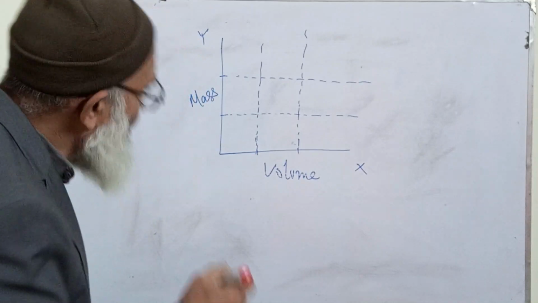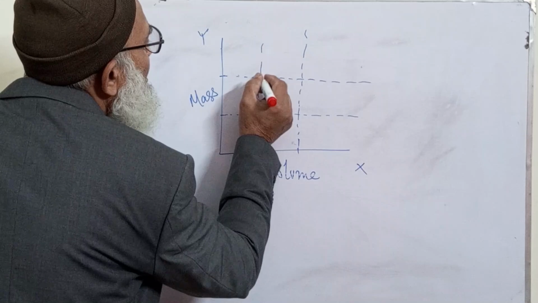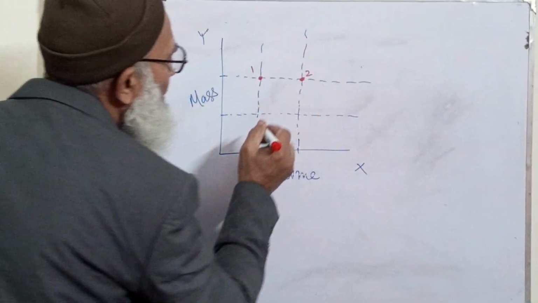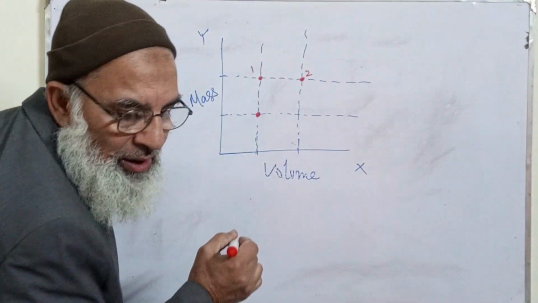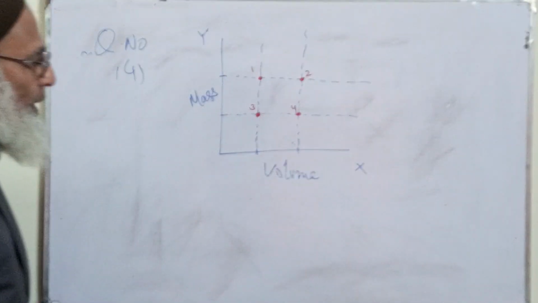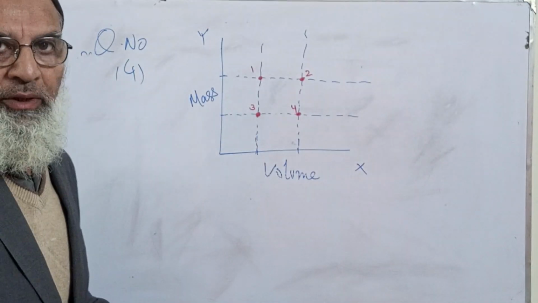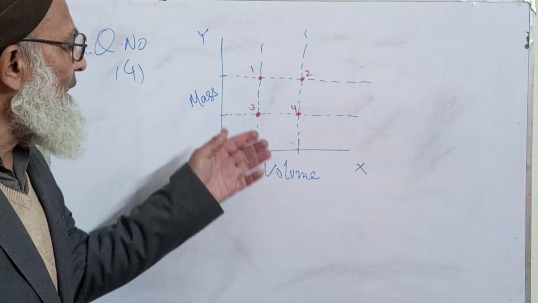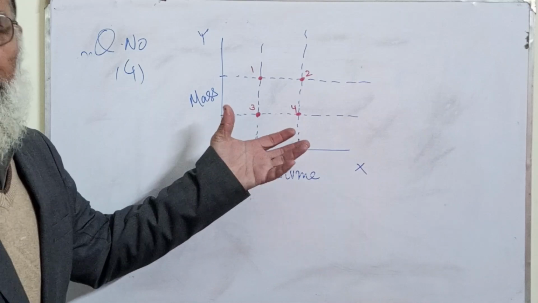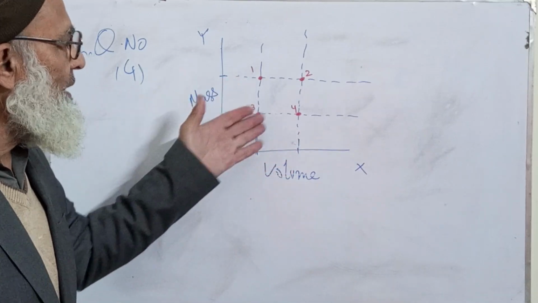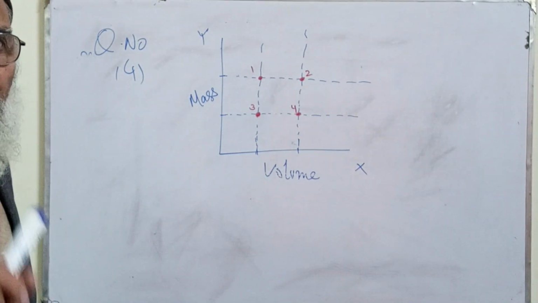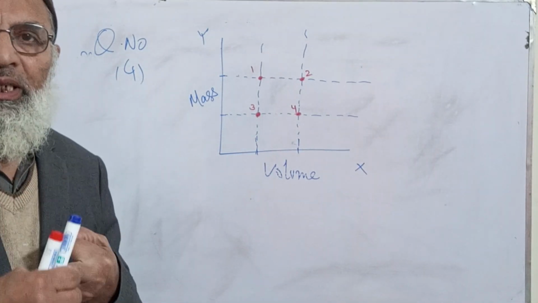Similar objects. Now this is 1, this is 2, this is 3, and this is 4. Okay, but 4 objects are given. Now you just understand that these are not the coordinates of these objects. Some students just confuse that these are the coordinates. These are not the coordinates. These are the objects. Number 1 object, number 2 object, number 3 object, number 4 object.